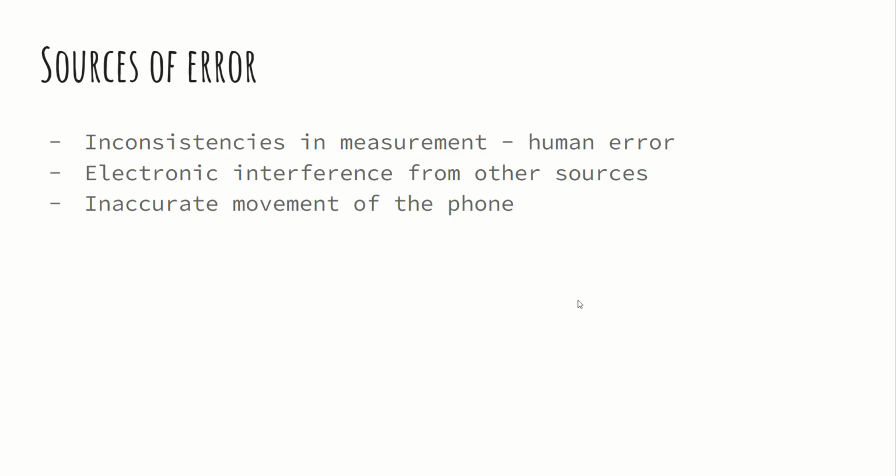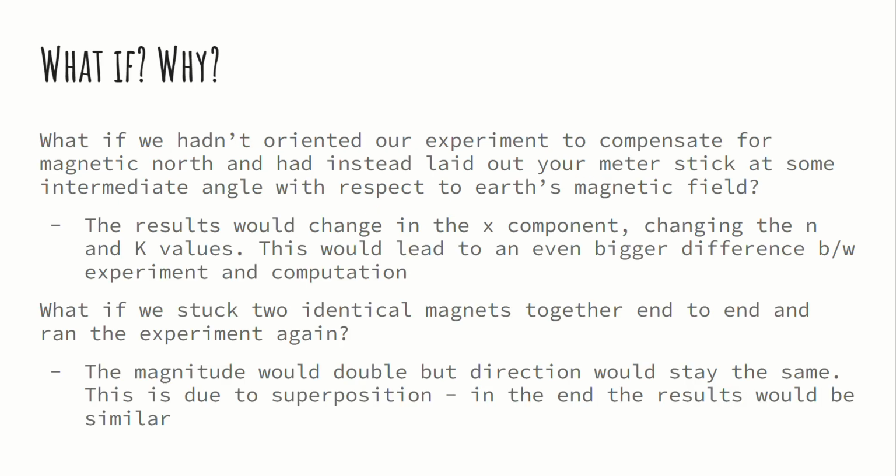There are three pretty straightforward sources of error: inconsistencies in measurement from human error generally; electronic interference from other sources in the lab, because a lot of people were doing the experiment at the same time; or inaccurate movement of the phone, because we're human beings. We might move it a bit to the left or a bit to the right, and that could mess up the experiment. Now to the discussion questions.